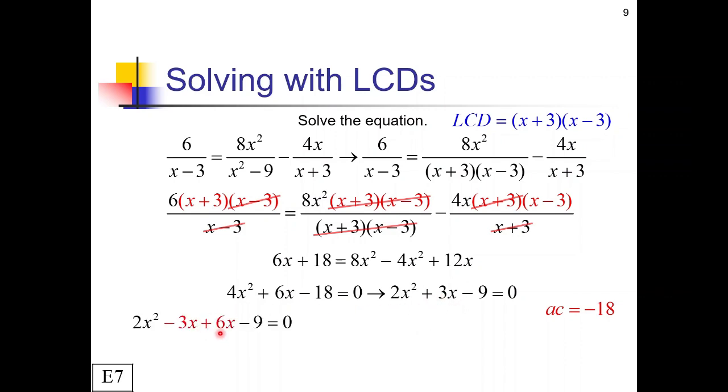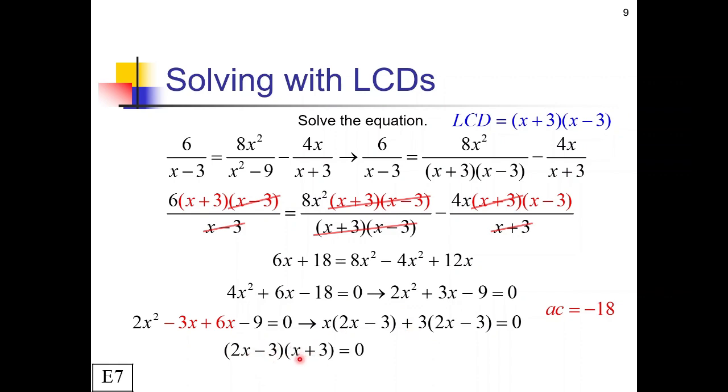At this point, I'm going to factor these 4 terms by grouping. First 2 terms, I can take out an x. That leaves me with 2x minus 3. And for the last 2 terms, I can take a 3 out of both of those, leaving me again with 2x minus 3. So 2x minus 3 is my common factor that I can take out of all this, and then x plus 3 is the other factor.